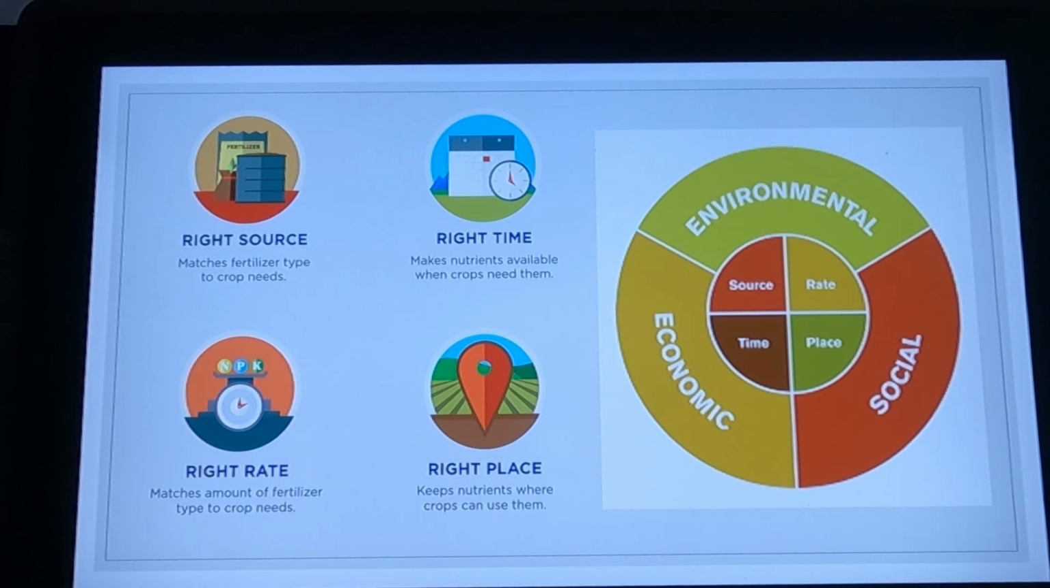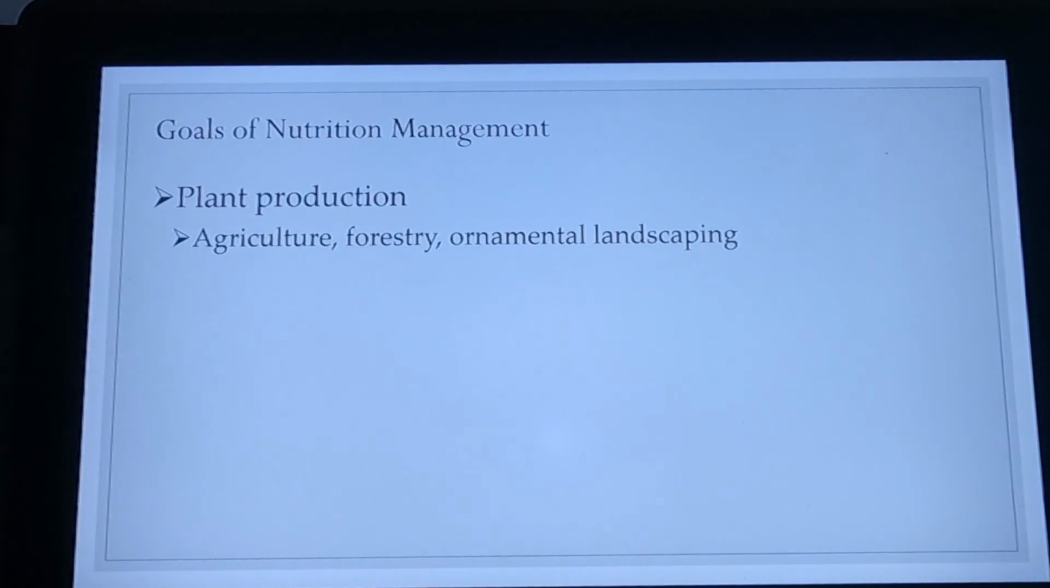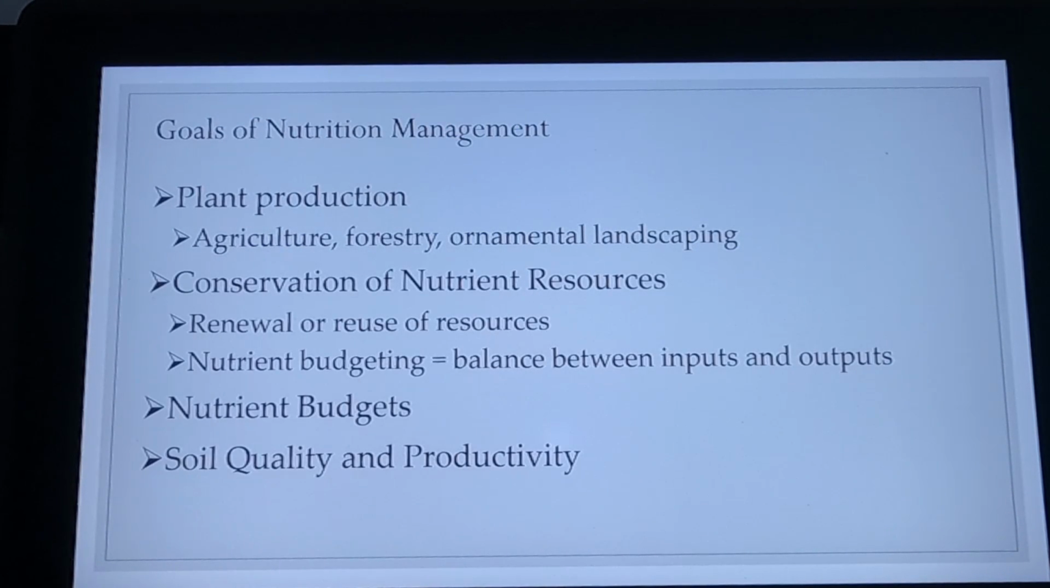And then applying it at the right place. And that's broadcast versus, maybe, an application right near the plant. So some of the goals that we have are going to be plant production. We want to conserve our nutrient resources, our nutrient budgets. That's kind of what we've been going with.